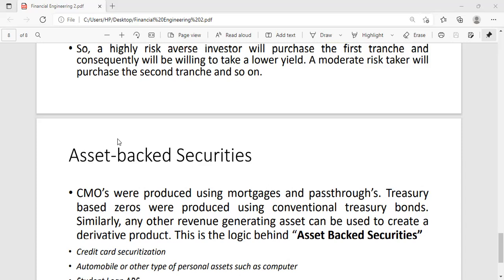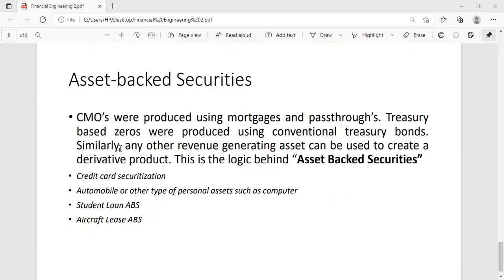Okay. So finally, what comes here is the asset-backed securities, and this is a much broader version of mortgage-backed securities, or any other pass-through certificates that I was discussing. The CMOs were produced using mortgages and pass-throughs, and treasury-based zeros were the discussion of my last lecture. Treasury-based zeros are produced using conventional treasury bonds, as you know. Similarly, any other revenue-generating assets can be used as a derivative product.